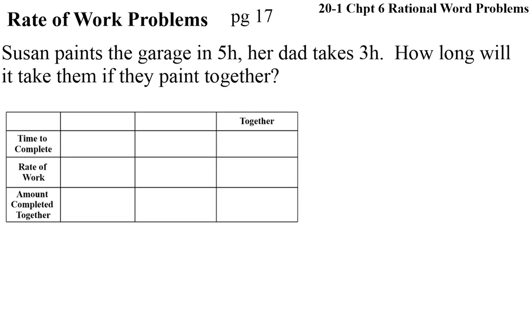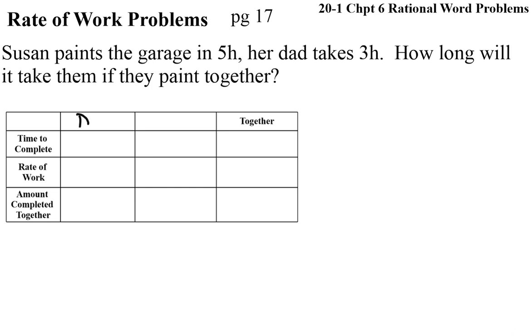Let's walk through two examples. These ones aren't quite as involved as the distance problems, so hopefully we'll get through them a little quicker. So page 17. Susan can paint the garage in 5 hours. Her dad takes 3 hours. Is that because he works faster or because he doesn't care and he does a bad job? We'll never know. However, we want to know how long it takes them to paint together.